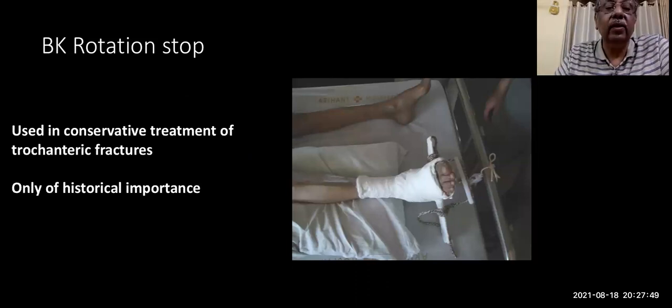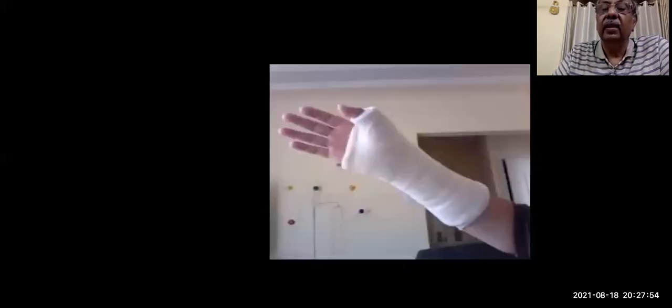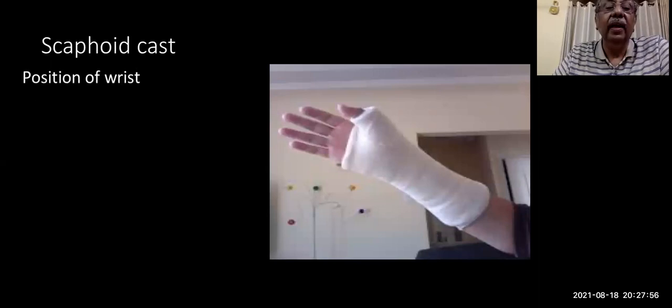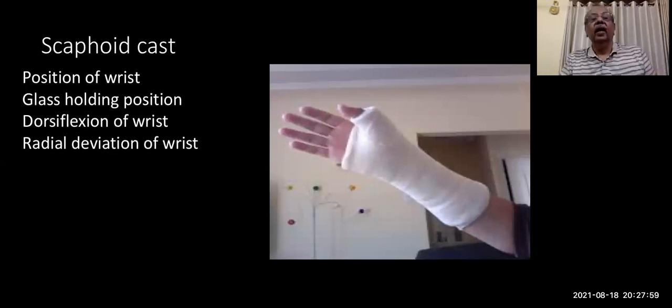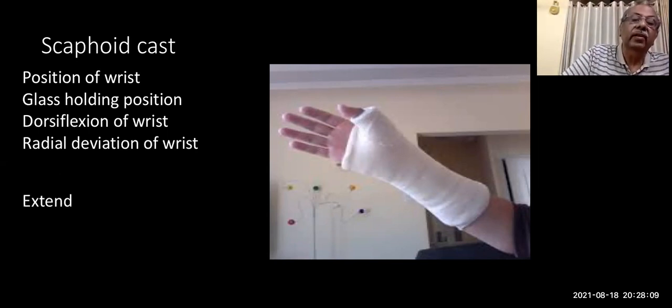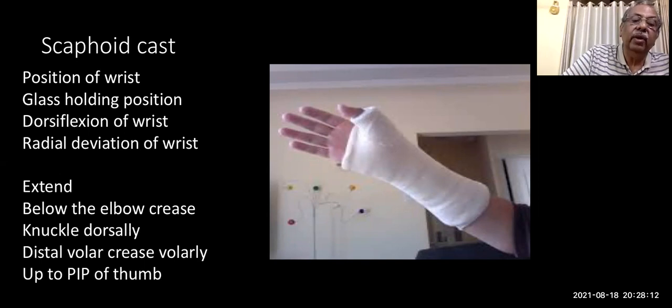It is a weaker rotation shock in the historical treatment of trochanteric fractures. Then the scaphoid cast: again, if it is there in the ward, they can ask, or a picture can be given. The position of the wrist is in dorsiflexion. It is called the glass holding position. Radial deviation of the wrist, and the extent is usually from below the elbow crease, the knuckle dorsally, distal volar crease volarly, and up to the PIP joint of the thumb. So up to the PIP joint here, distal volar crease, dorsally up to the knuckle, and below the elbow crease.